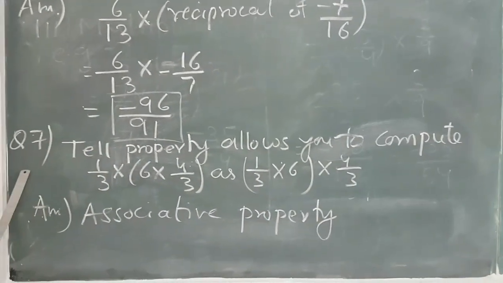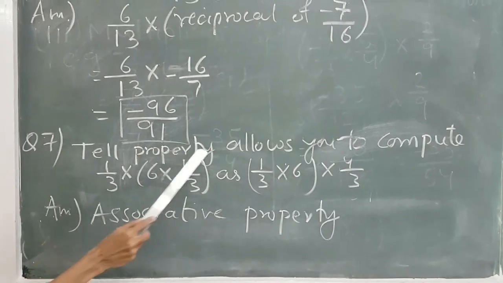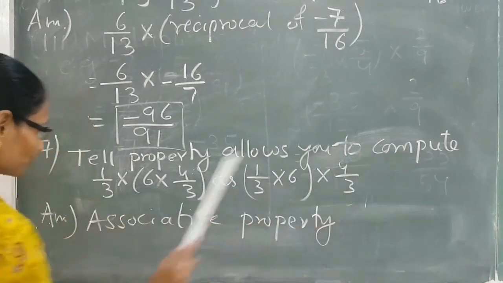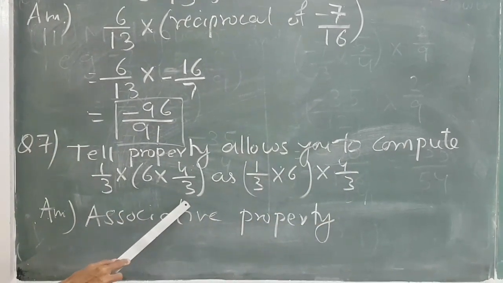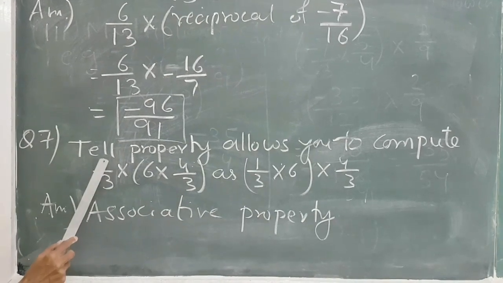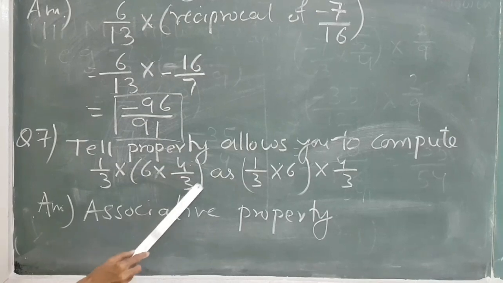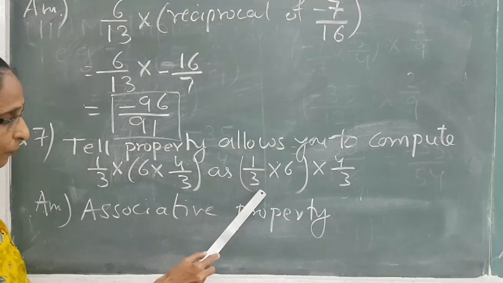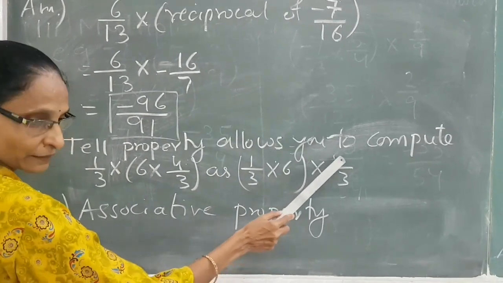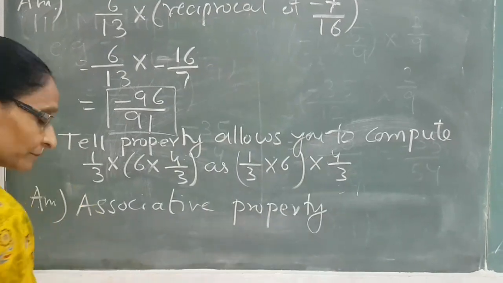Now let's do question number 7. Tell which property allows you to compute. One sum is given, you are supposed to tell the property. Sum is 1 upon 3 multiply 6 multiply 4 upon 3 as 1 upon 3 multiply 6 multiply 4 upon 3.